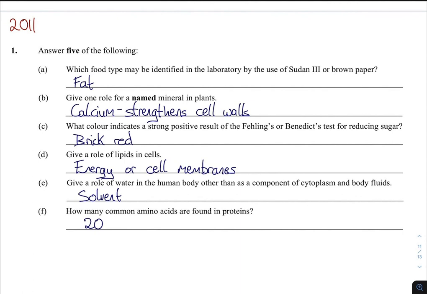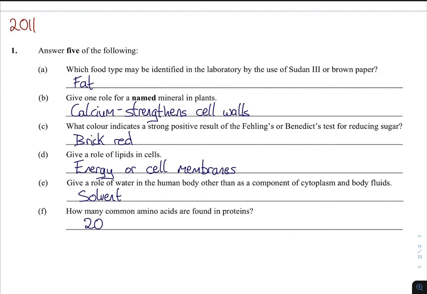Give one role of a named mineral in plants. So I said calcium, and it strengthens cell walls. You could have referred to magnesium, helps with photosynthesis. What colour indicates a strong positive result for Benedict's test for reducing sugar? Brick red colour.